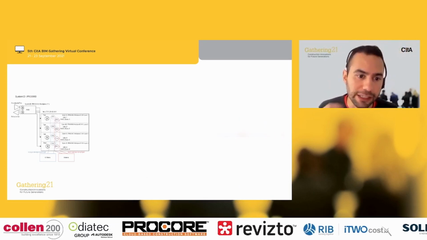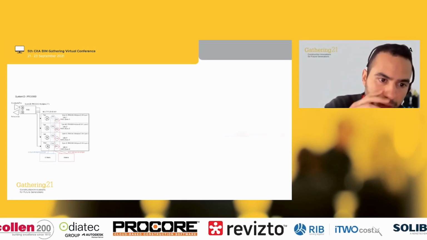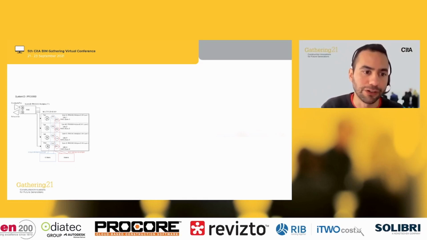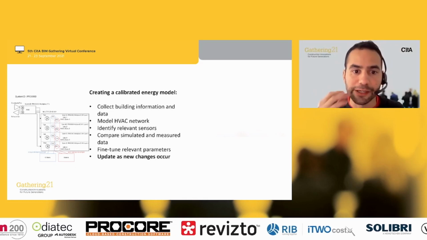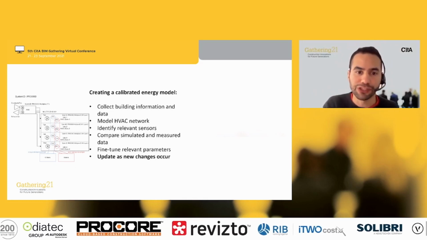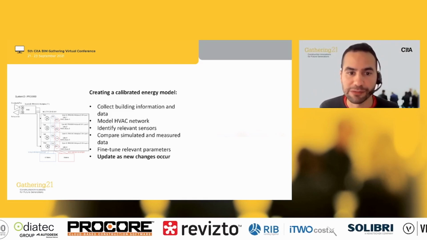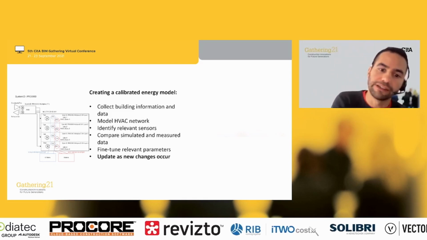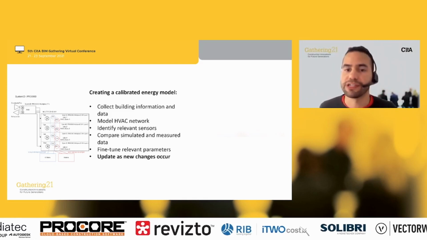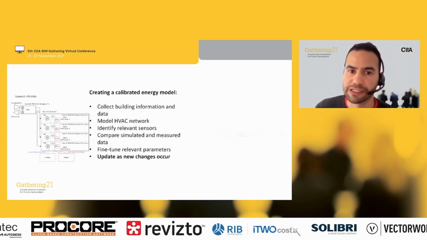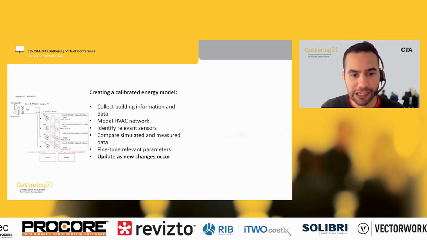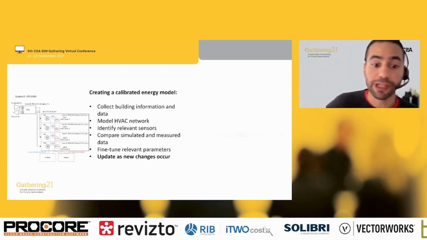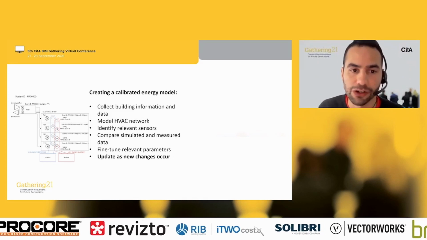So we have an HVAC system. This is just a building schematic, with chillers, boiler, cooling coils, heating coils, and so on. Then the building simulation team, for creating a calibrated model, will collect information and data, model the HVAC network, identify sensors, and compare the simulated and meter results, just to make sure that the building model is calibrated, fine-tune if required, and then update constantly as new changes occur.